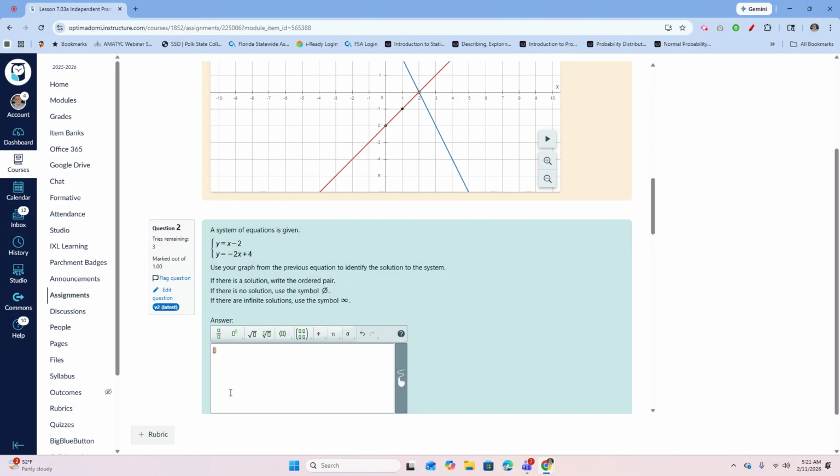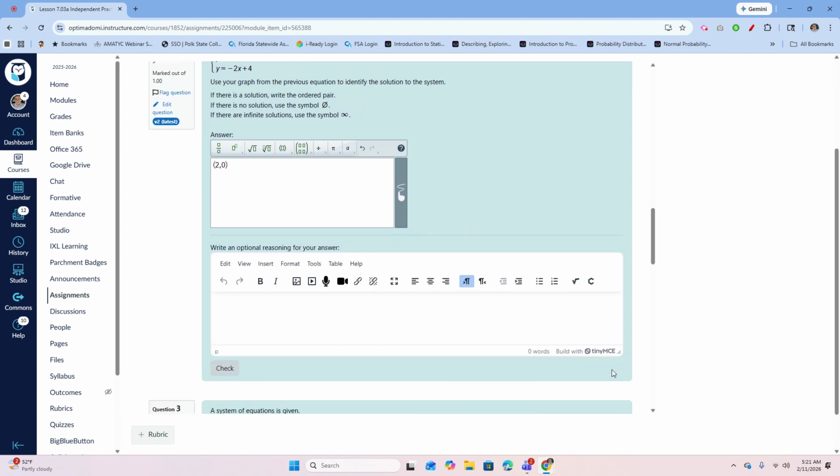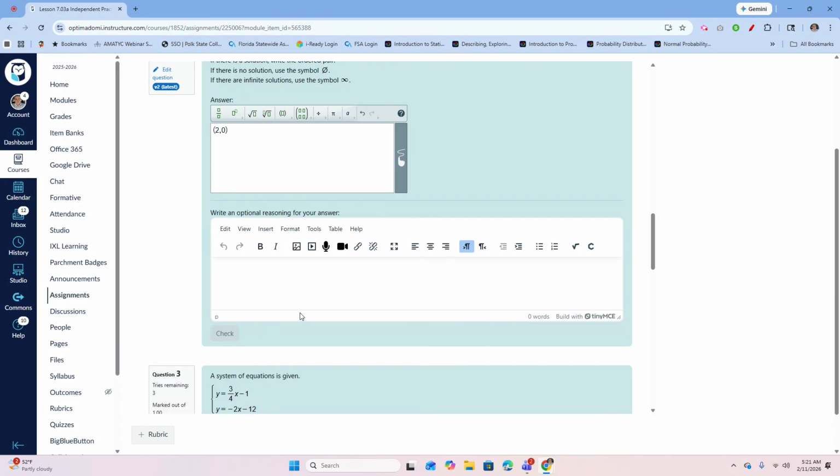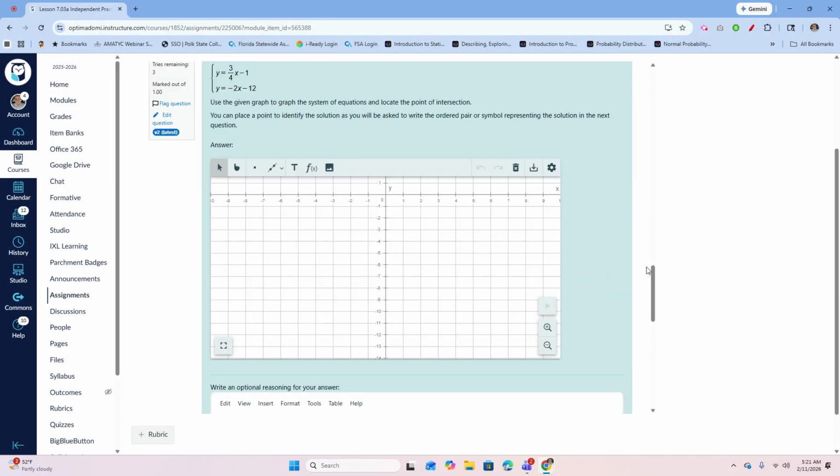So I'm going to write parentheses, 2, 0. Oh, it didn't write. Let me write that down. Parentheses, 2, 0. Okay, and that's it. And I'm going to check my answer. All right. Let me go to question number 3.